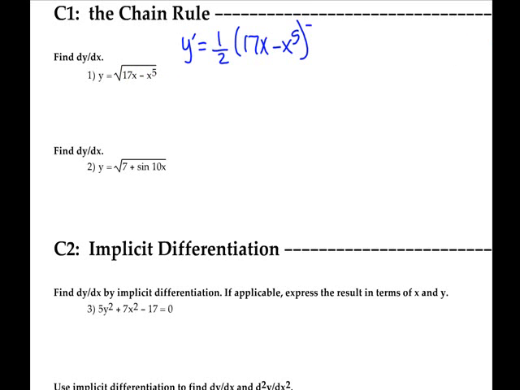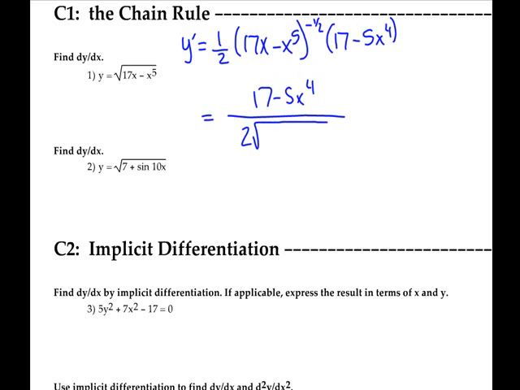My power gets reduced to negative a half. And then I have to multiply it by the derivative of the inside function here, which would be 17 minus 5x to the fourth. Let's go ahead and clean that up just a little bit. 17 minus 5x to the fourth is in the numerator. The 2 is in the denominator, and this radical, this half power, which is negative, goes to the denominator. So that's 17x minus x to the fifth. So there's number one.